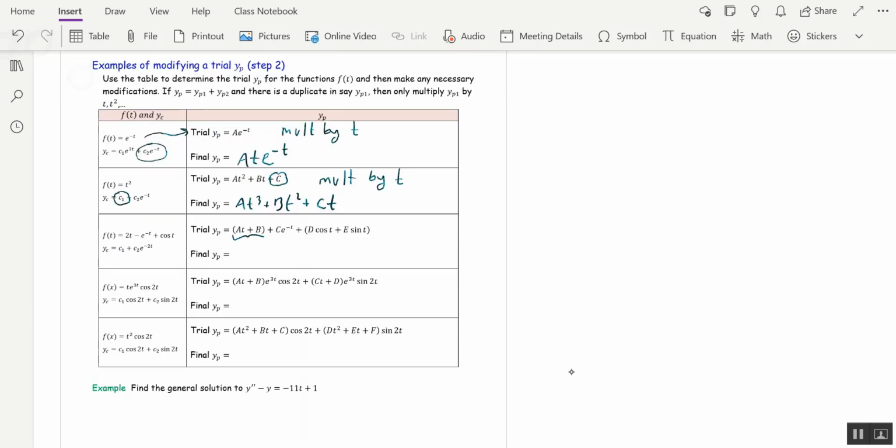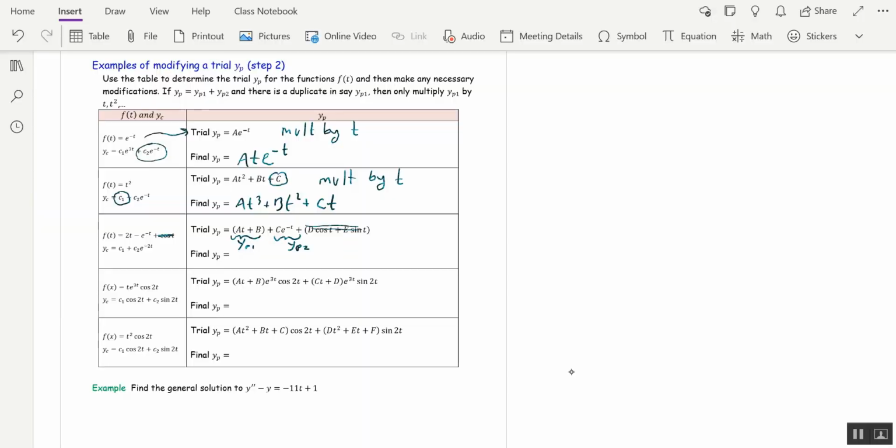Okay, the next one in your lecture notes, there'll be no cosine there, and this term will be missing. All right, and so this is our yp1, and this is our yp2. And if there are repeats, we're only going to multiply the offending yp by powers of t.